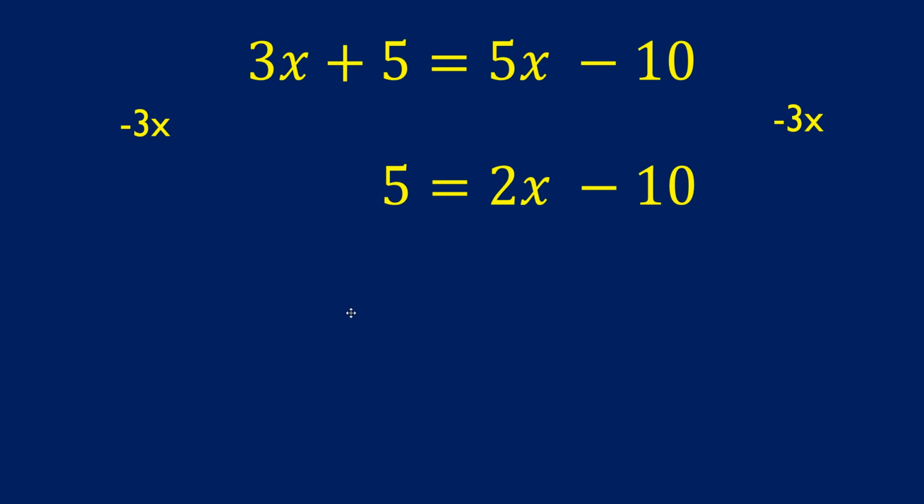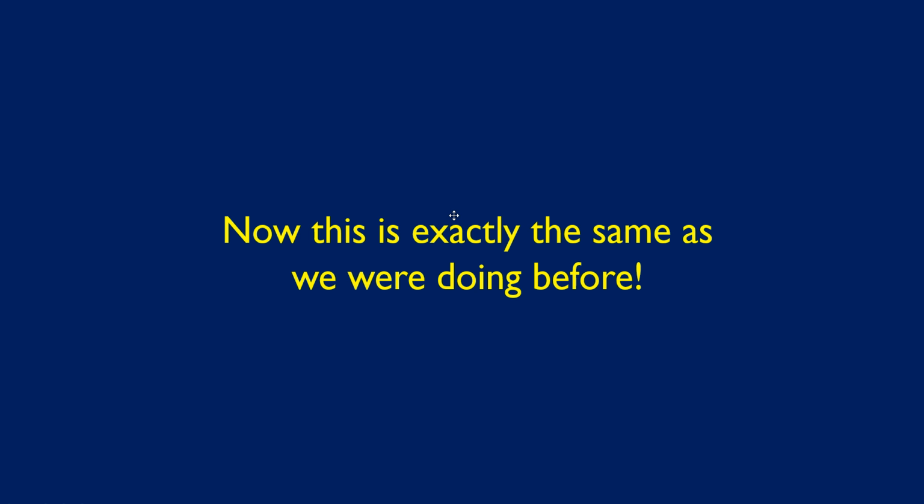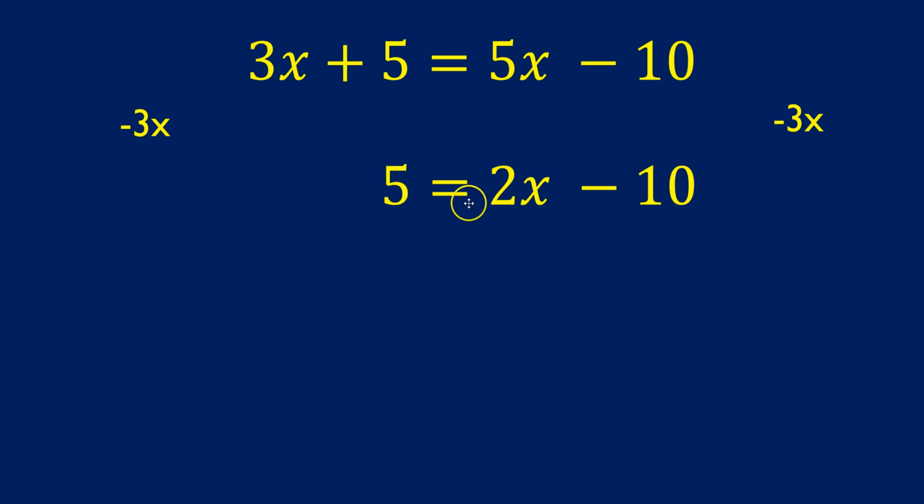On the right hand side, I take away 3 x's. Well, I initially had 5 of them. I take 3 of them away. I'm left with 2. So I just write 2x minus 10. I haven't done anything with the numbers yet, just dealing with the letters, these variables. So this means I have 5 equals 2x minus 10. So now it's exactly the same as what we were doing before. This is just an equation with the variable just on one of the sides.